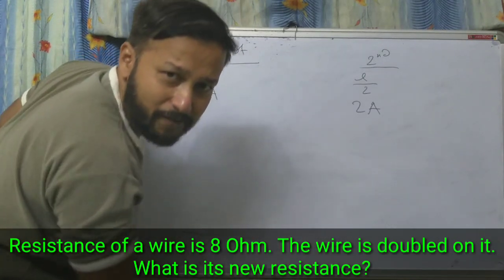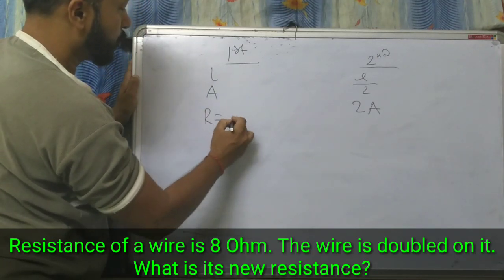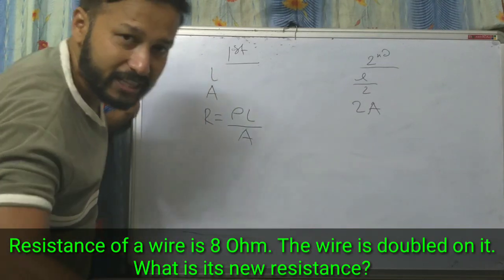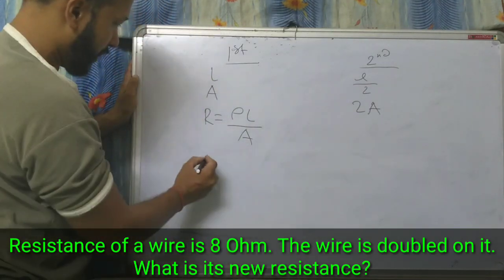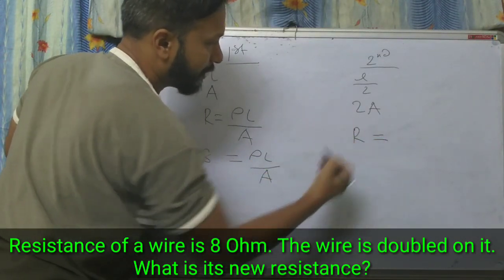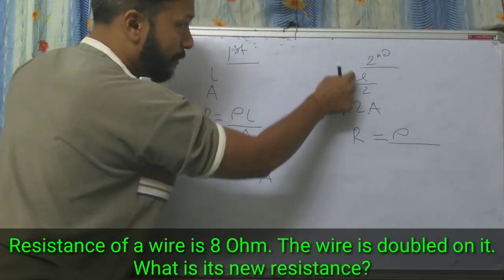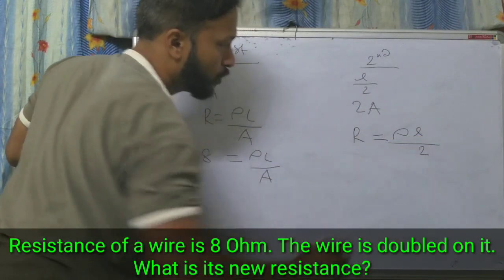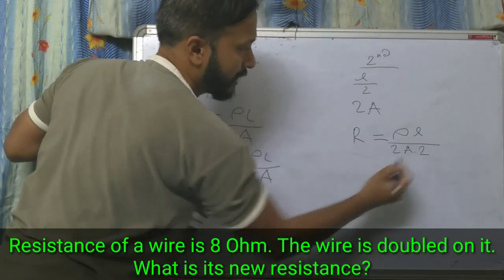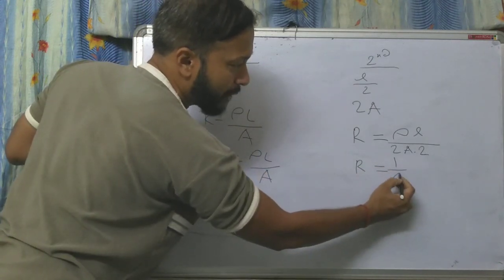Now let us use the same formula, R equal to rho L by A. What is the resistance of this wire? It's given in the question: 8 ohm. So we write 8 equal to rho L by A. Now in the second case, resistance equal to rho L by A, where L is L by 2 and area is 2A. So R equal to 1 by 4.